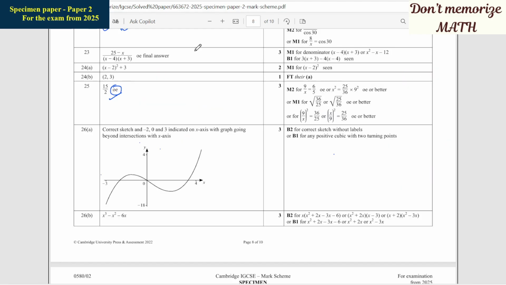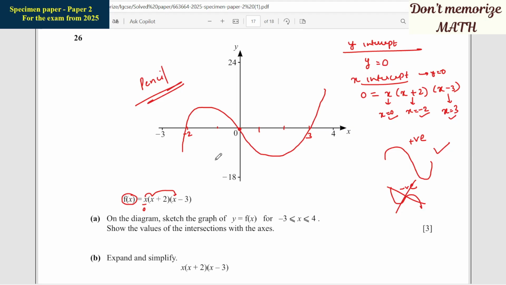Let's see the marking scheme, what they say. Correct sketch and minus 2, 0 and 3 indicated on the x-axis. We have already mentioned that, right? Then B2 for correct shape without labels. We already labeled, no problem. Positive cubic. It must be a positive cubic graph. So I hope it's clear for you. We'll move to the next question.